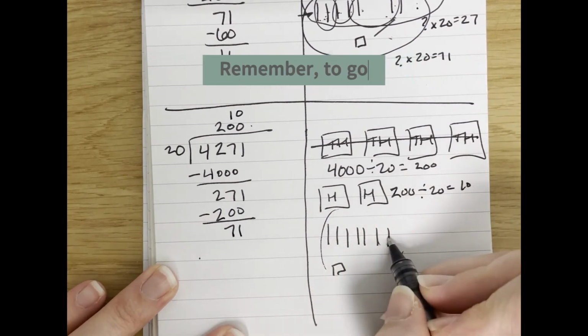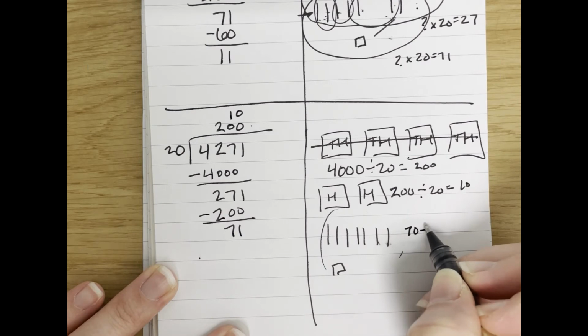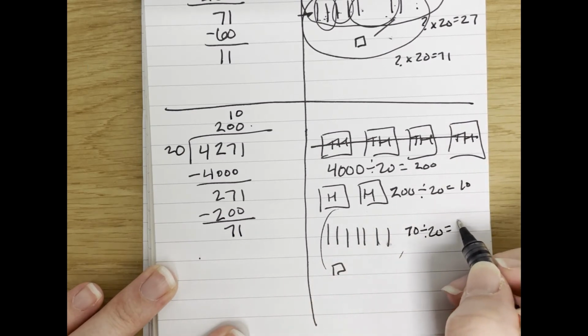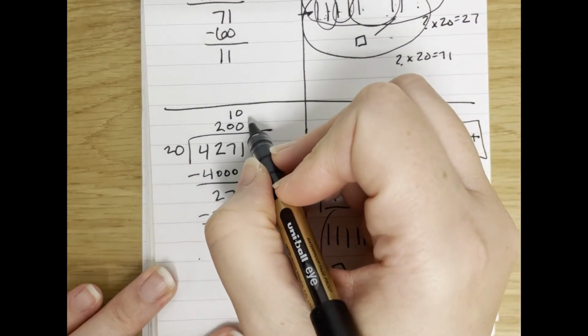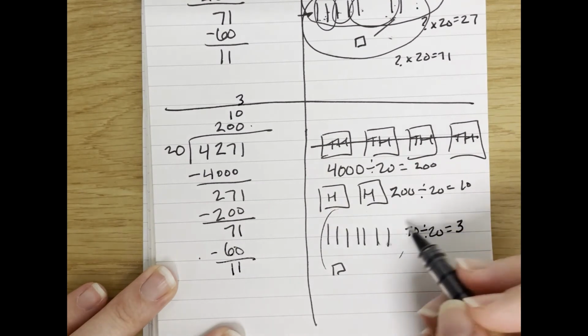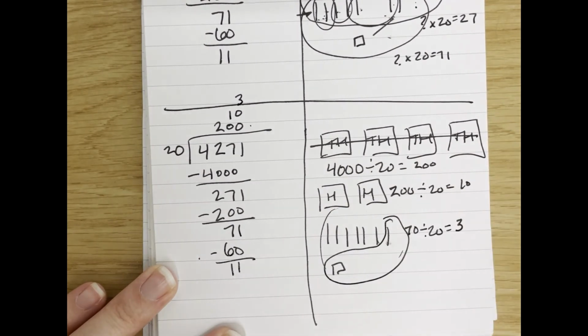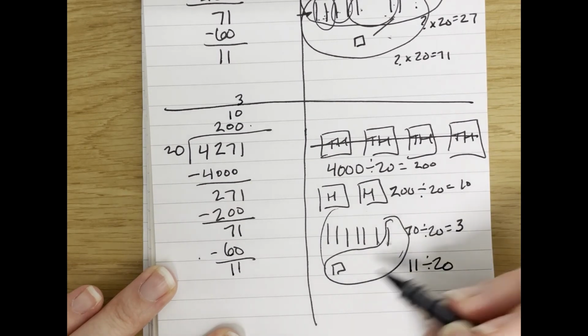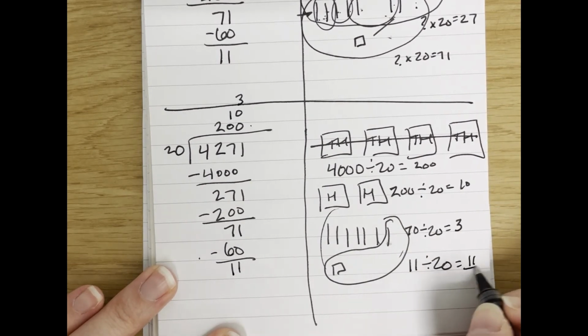Now we have here, we have 70. We're going to make groups of 20, and they can divide them out, and they'll get 3. They'll have 11 left, and again, they can do one of those to show that there's 11 left, and 11 divided by 20. We can't make a group of 20, so that is represented just as the fraction.